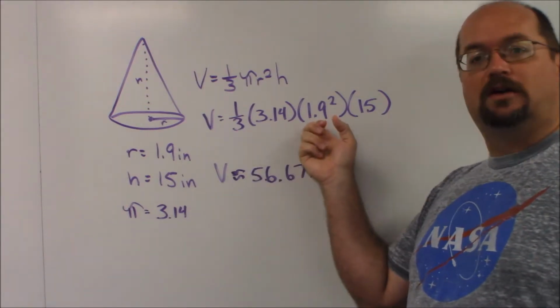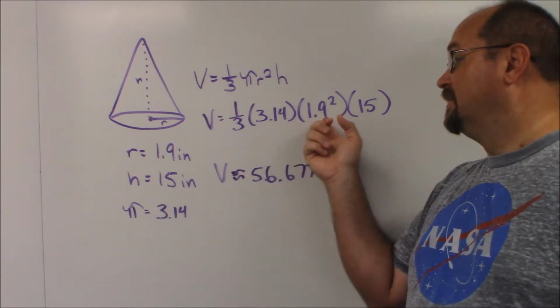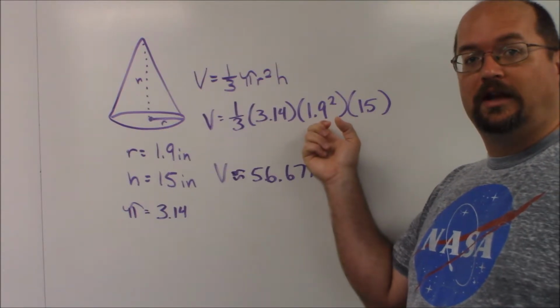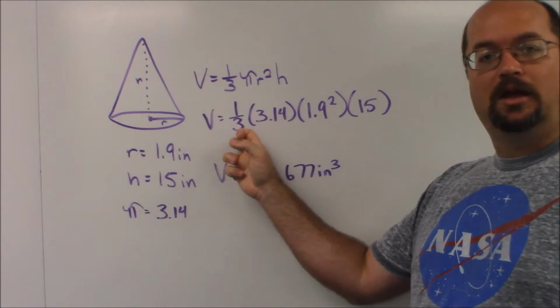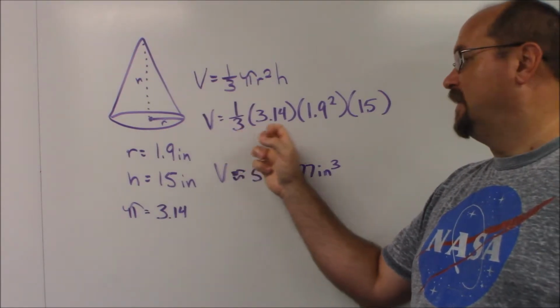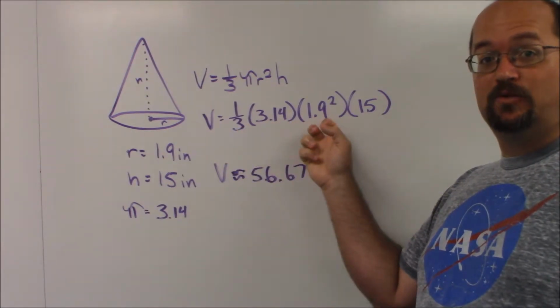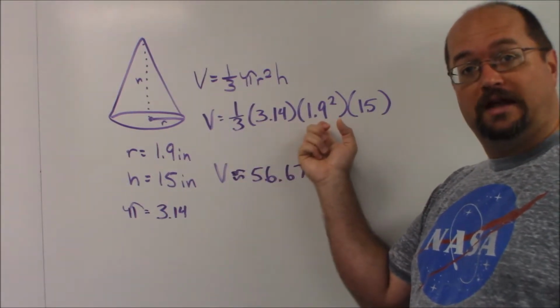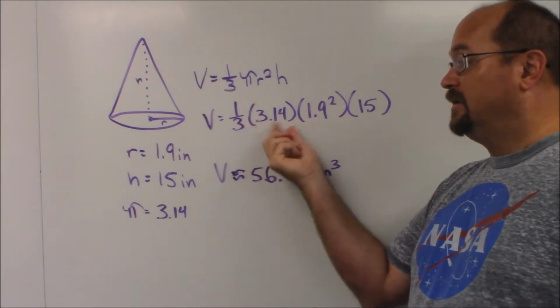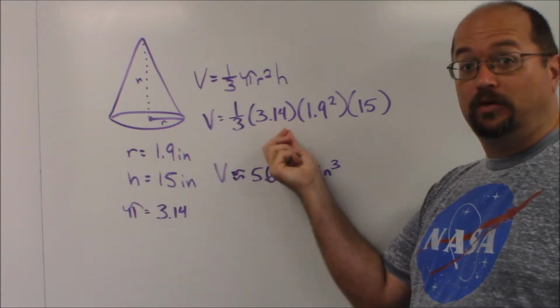So that's why it's all right to go ahead and, in this case, square your radius first, because that's a very easy input error. Because if you just say 0.33333 times 3.14 times 1.9, and then you square that, you're going to square not 1.9, but you're going to square these three values multiplied together, and that will give you the incorrect answer.